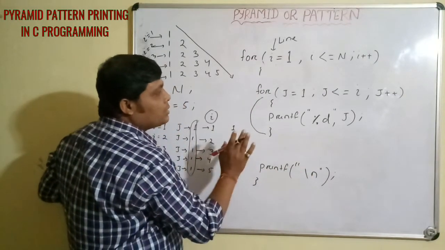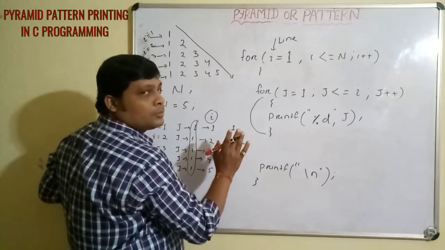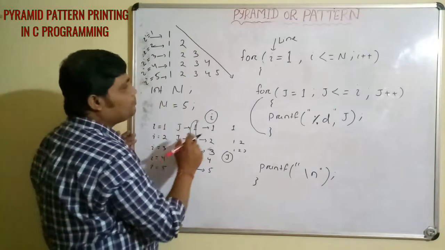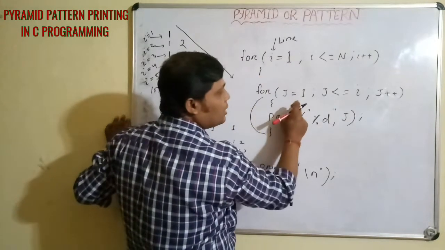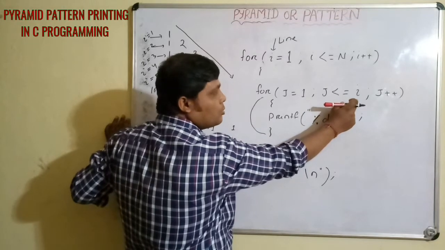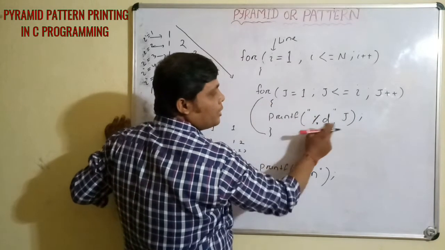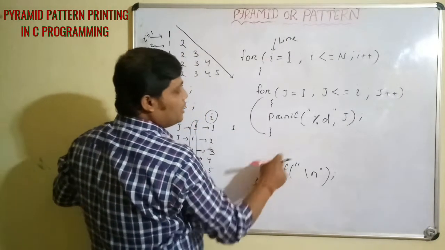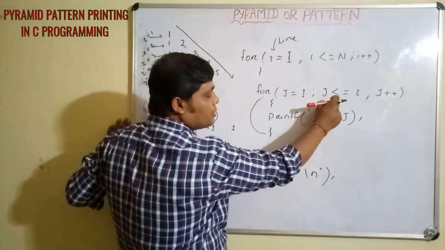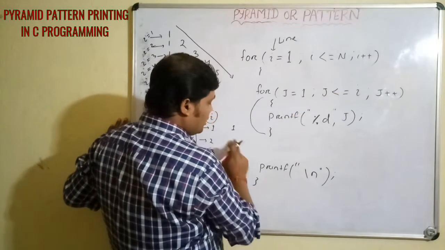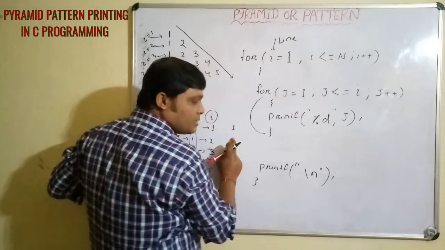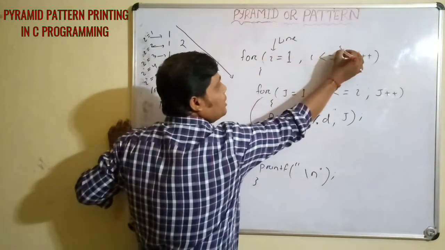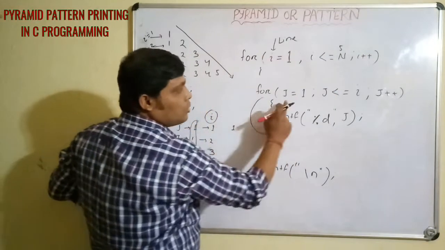Clear? This is a very simple program to print 1, 1 2, 1 2 3 like this. Just see. Suppose I value is 1, J will start from 1 and end with 1, it will continue for one time and it will print 1. Clear? When J next time is false, then it prints backslash n, the cursor will go to the next line. Then I will be incremented and I value will be 2. Suppose n value is 5 here. So I value will be 2.